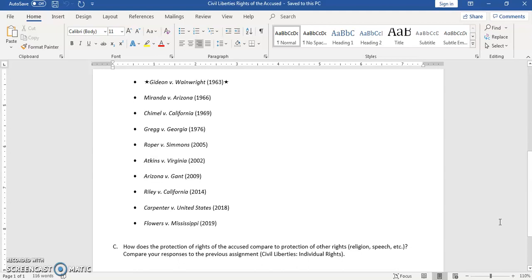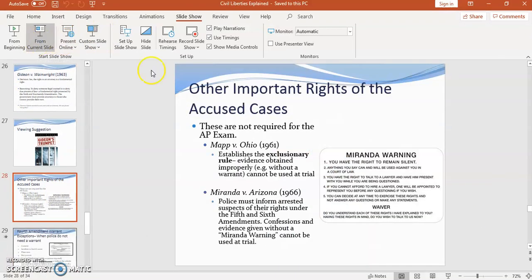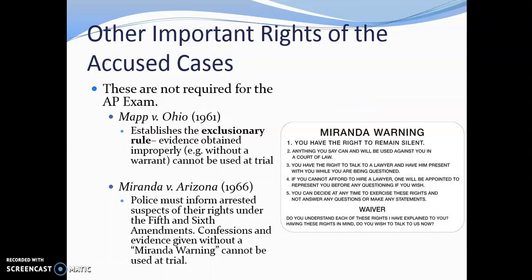So compare the rights of the accused to freedom of speech and freedom of religion, and compare them to the previous assignments. There are a few other important cases whose concepts you need to know, like the exclusionary rule, even though the cases themselves aren't mentioned by name on the AP exam. So the case Mapp v.